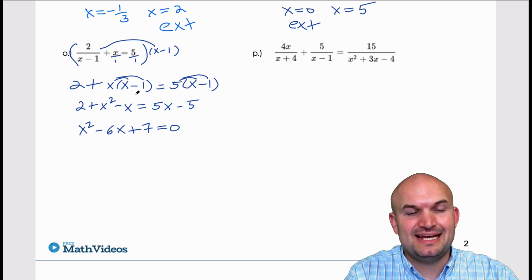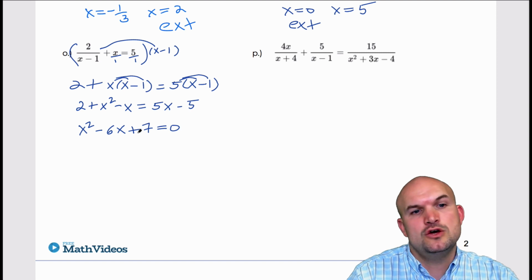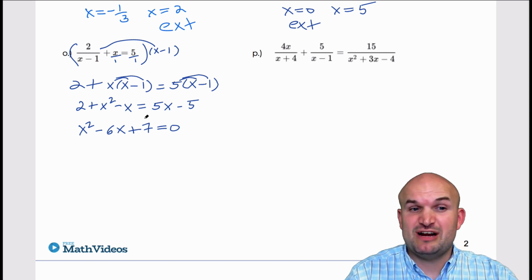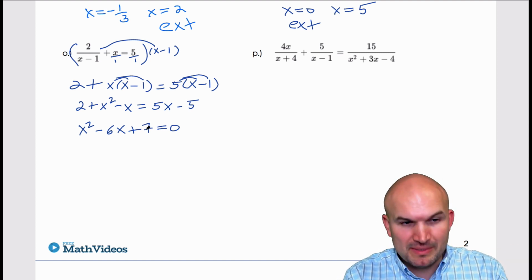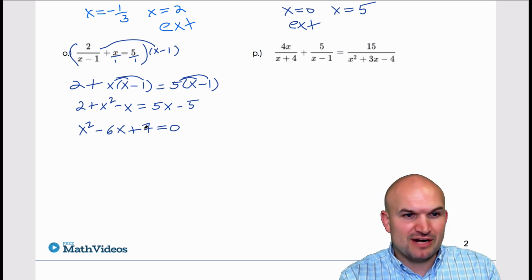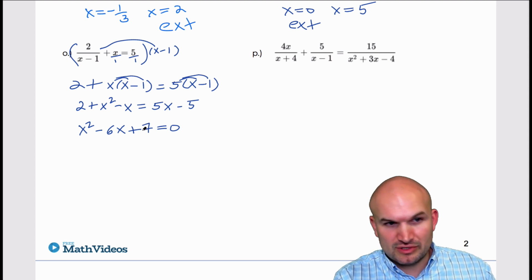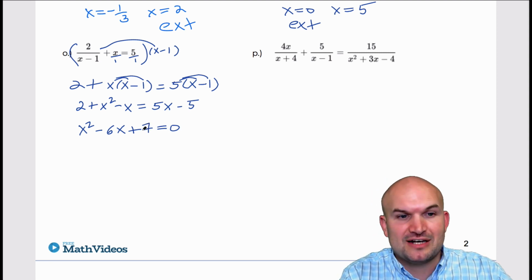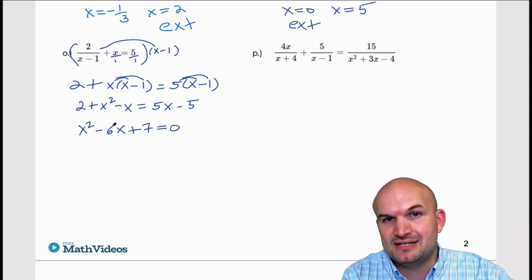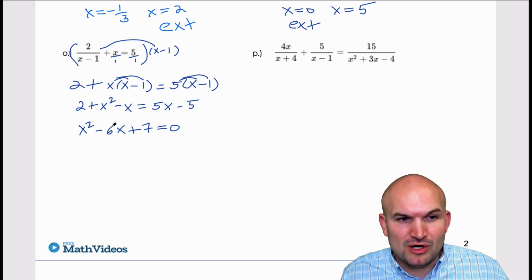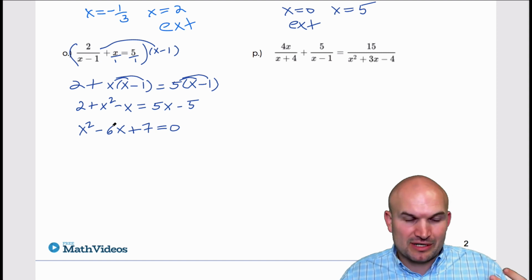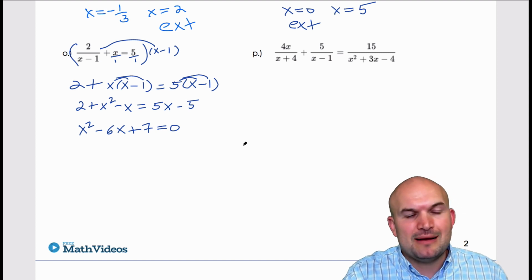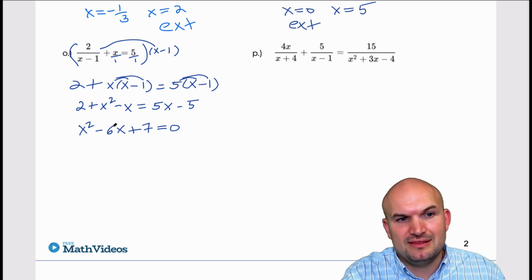So now, in this case, I'm going to try to factor, but I notice my last term is positive, and that means I'm trying to find a sum. So I'm trying to find factors of 7, factors that multiply to give me 7 that add to give me a negative 6. Well, negative 1 and negative 7 give me negative 8, and positive 1 and positive 7 give me positive 8. So I'm not going to find a sum that's going to give me a negative 6.